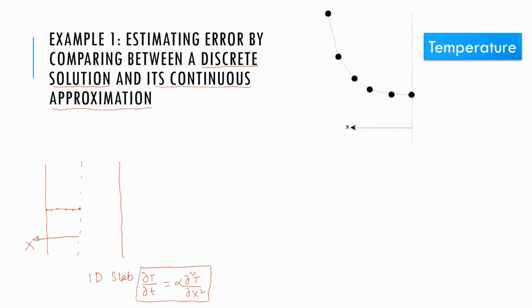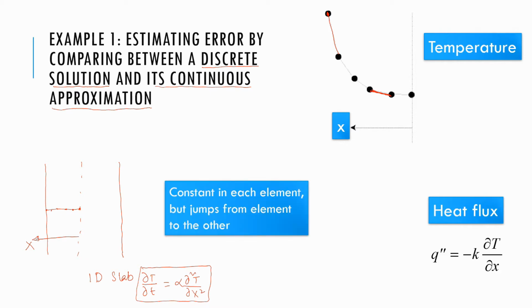For temperature, the solution should look something like this. You calculate the nodal values, and then in between you join using a line, right? And from these temperatures I can calculate flux. So how is heat flux defined? Heat flux is defined this way, so it needs the gradient of temperature, or the slope.